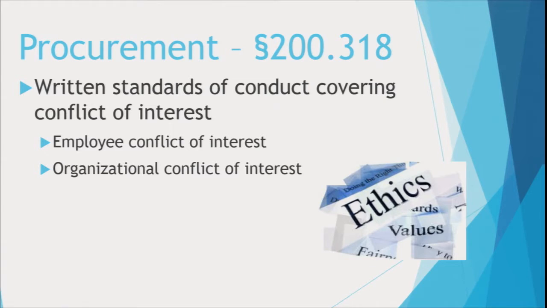There's another section, Section 200.112 of the Uniform Guidance, that also speaks to conflict of interest. But don't get those two requirements confused. Paragraph 112 indicates that a non-federal entity must disclose in writing any potential conflict of interest to federal awarding agencies or pass-through entities in accordance with applicable federal awarding policies.